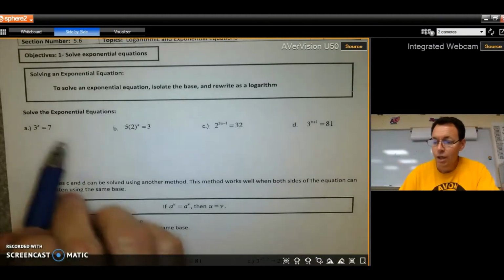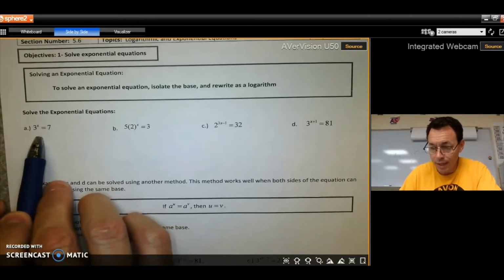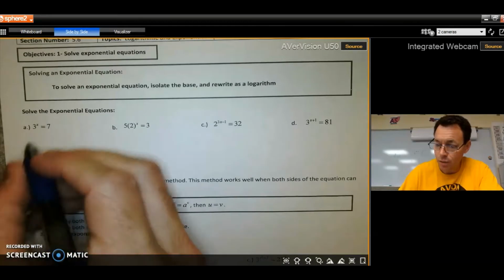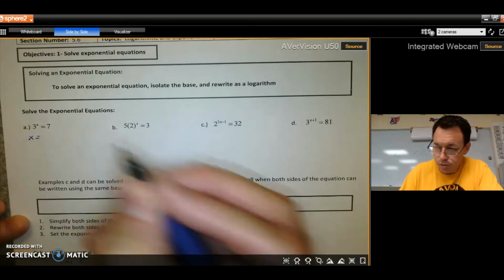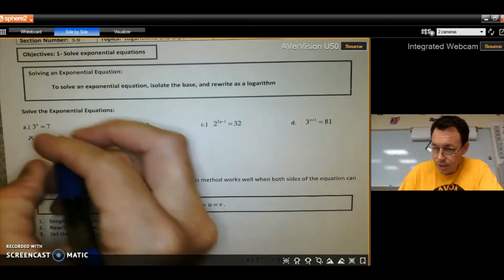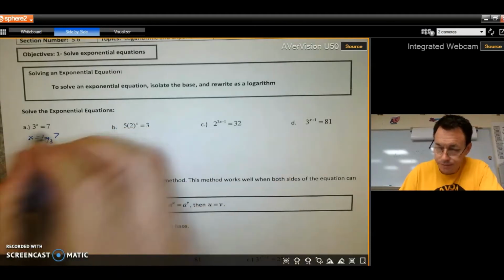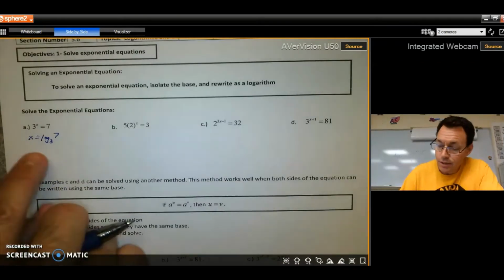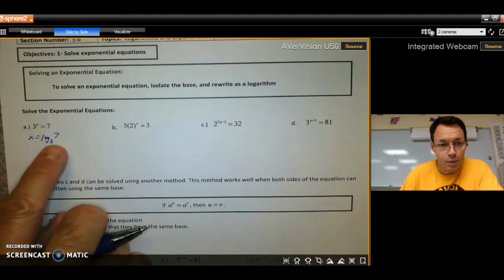So today, we're going to start with taking this exponential equation, and we're going to rewrite it as a logarithmic equation. So we're going to bring down the x, so x equals, and then our base is 3, so it's going to be log base 3 of 7. That's it. This is now solved for x. The only thing we have to do is figure out what this equals.